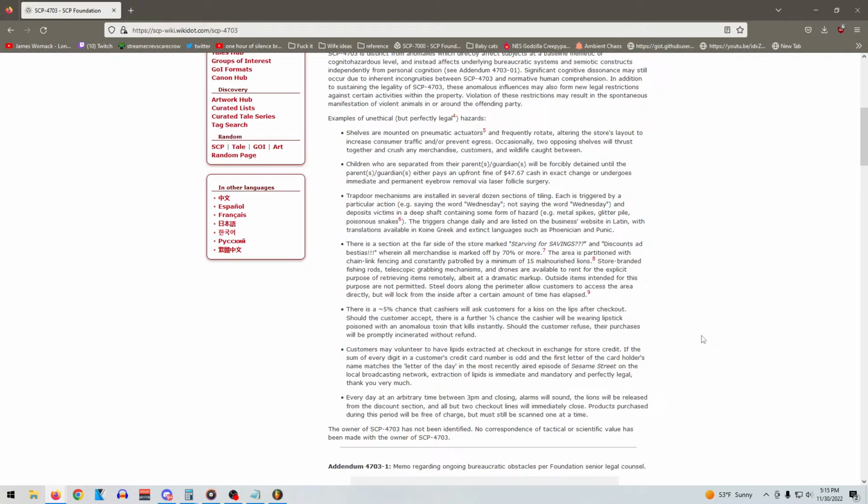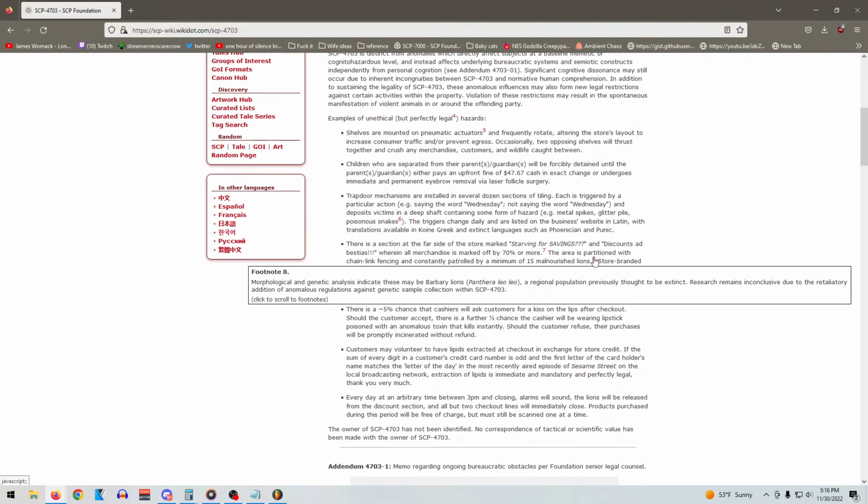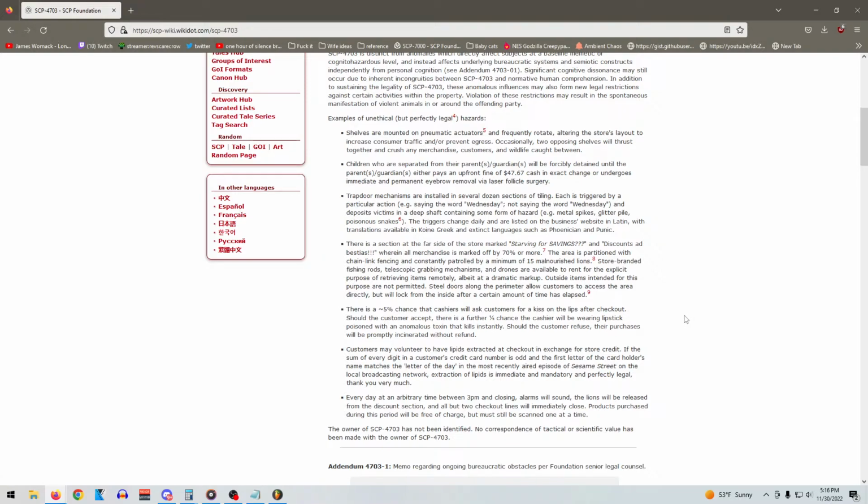There's a section on the far side of the store marked Starving for Savings and Discounts ad Bestius, where the merchandise is marked at 70% off or more. This area is partitioned with chain link fencing and constantly patrolled by a minimum of 15 malnourished lions. Store branded fishing rods, telescopic grabbing mechanisms, and drones are available to rent for the explicit purpose of retrieving items remotely, albeit at a dramatic markup. Outside items intended for this purpose are not permitted. Steel doors around the perimeter allow customers to access the area directly, but will lock from the inside after a certain amount of time has elapsed.